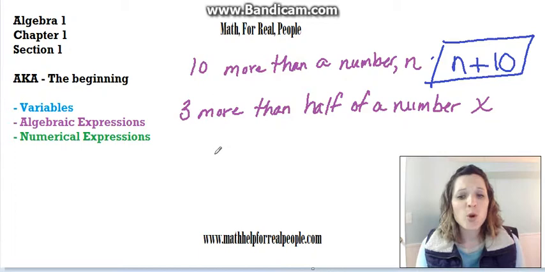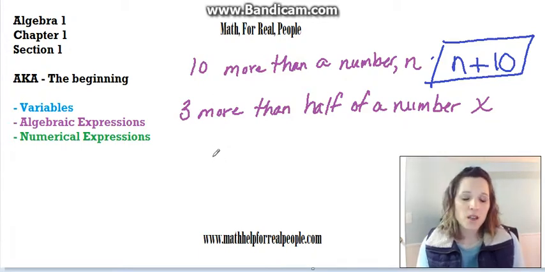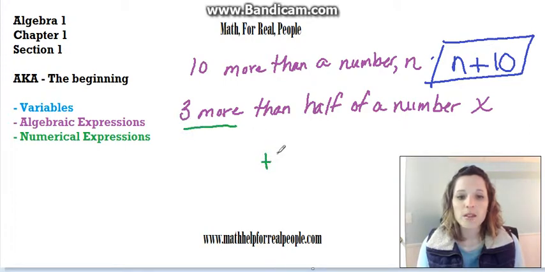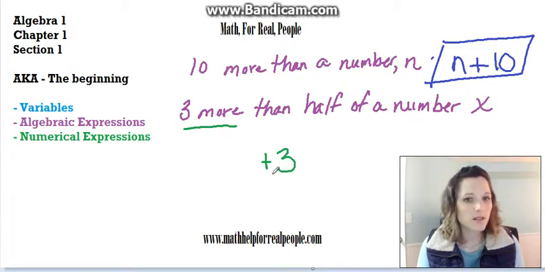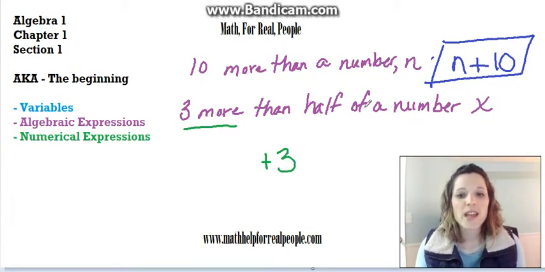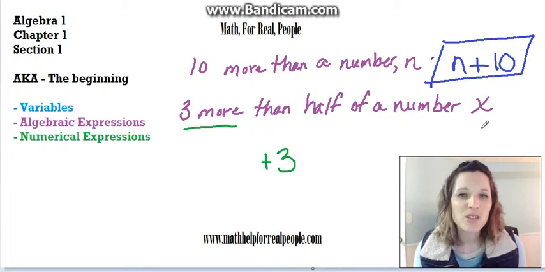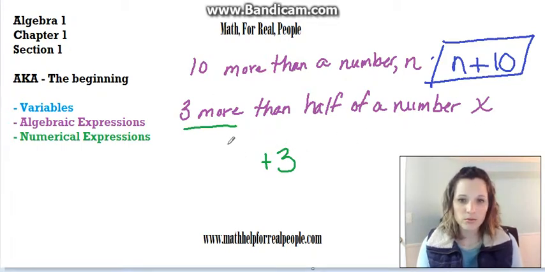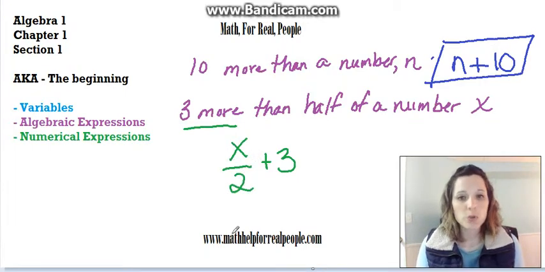How about 3 more than half of a number x? Whoa, there's a lot going on. Think about it carefully. 3 more. That means you're going to be adding 3, right? We added 10 when it said 10 more. 3 more than half of a number x. How do you get half of a number? Well, the number is x. If we divide it in half, we've just made the algebraic expression for that statement or that phrase.